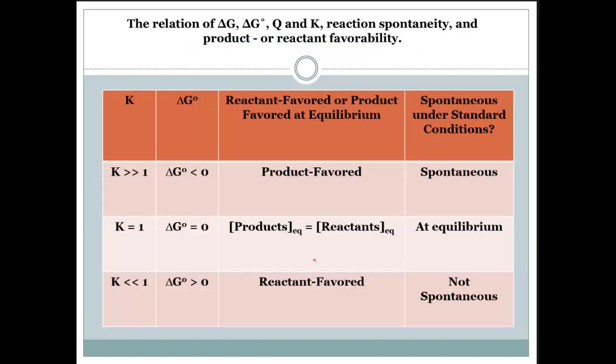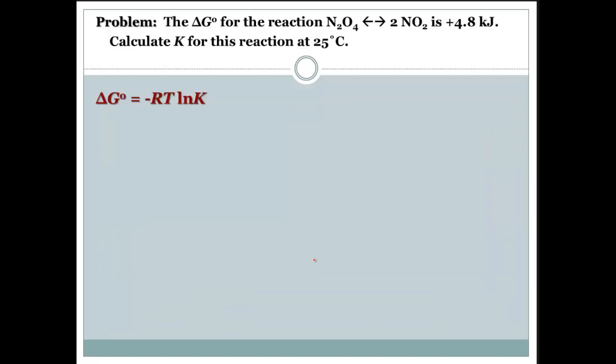If K is greater than 1 and delta G is negative, it's spontaneously going to go towards the products. If K is equal to 1 and delta G is equal to 0, it's already at equilibrium. And if K is less than 1 while delta G is positive, it's not spontaneous. It's going to go back to the reactants. So let's do a practice problem with these.